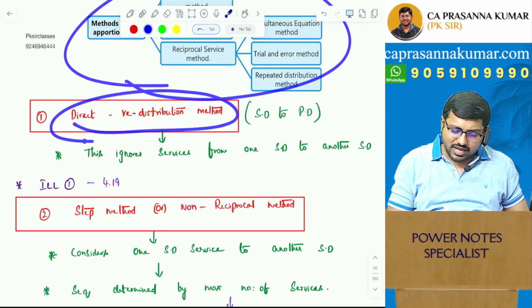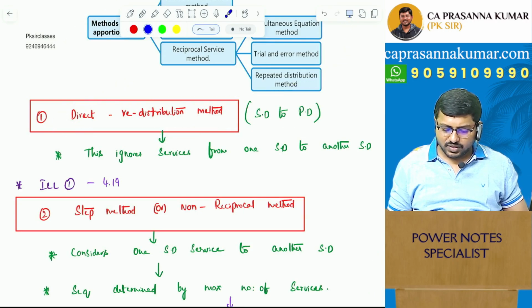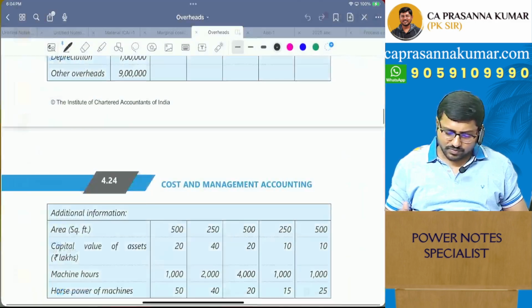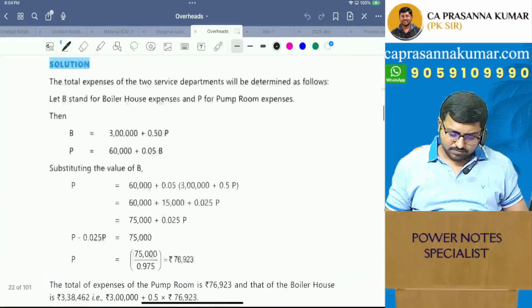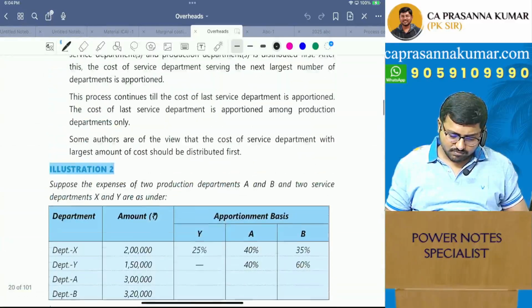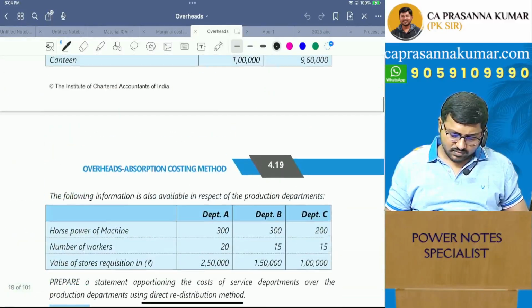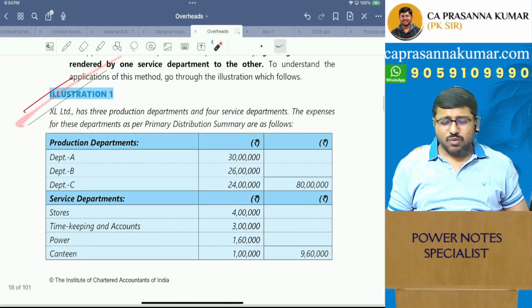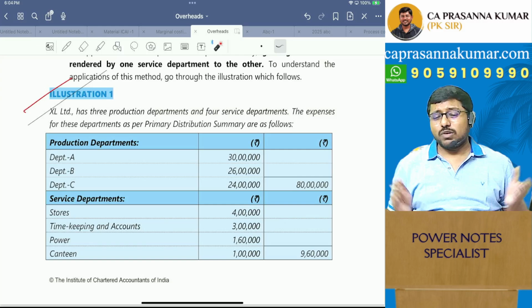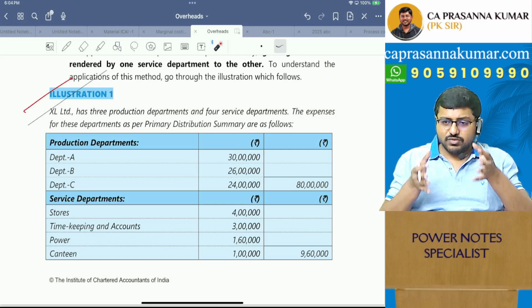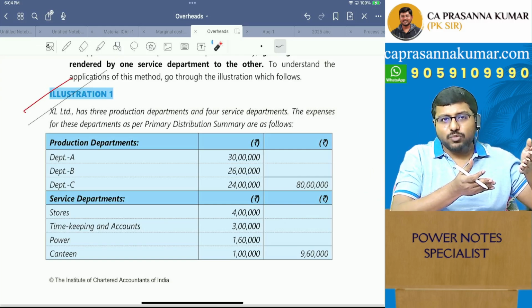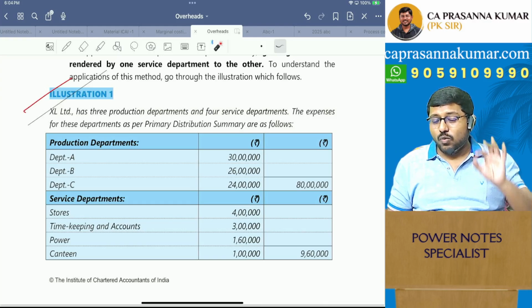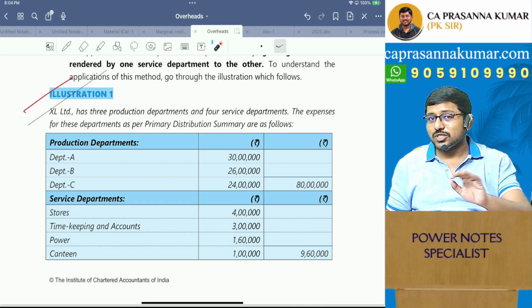First we'll go with direct distribution method. Okay, so illustration 1, 4.19. Let's go. Illustration 1. Now when it comes to secondary distribution, what we basically do is take the overheads from the service departments and then redistribute them back to production departments, correct? Now we are following which method? Direct distribution method, where one service department providing service to another service department will not be considered.